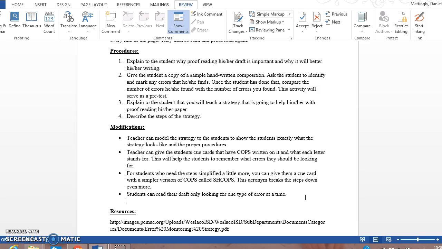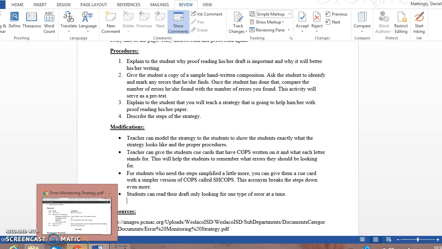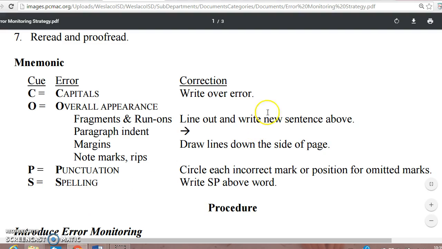And then to even further modify the cue card, I found that for students who need the steps simplified a little bit more, you can give them a cue card with a simpler version of COPS. And this is called SH COPS. So what this mnemonic device does is it breaks down the steps even more. And I'll show you guys a picture of what these cue cards would look like.